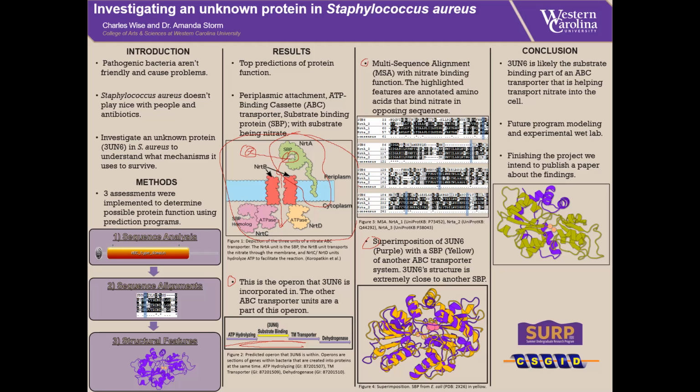So in conclusion, we think that this is the substrate binding part of an ABC transporter that is helping transport nitrate into the cell. We hope to use programs to actually model this interaction and do an experimental wet lab. And then we hope to finish the project by publishing a paper about all the findings.